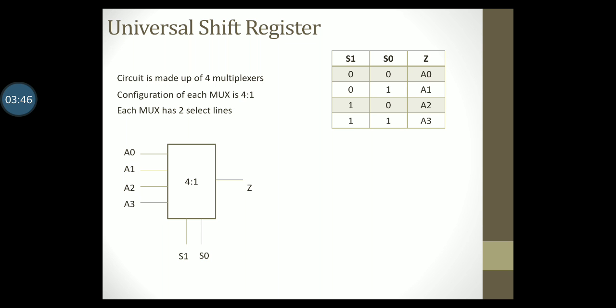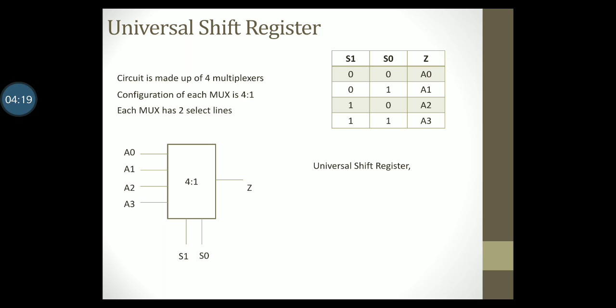When S1 and S0 is equal to 0, A0 input will appear at the output. When S1 is 0 and S0 is 1, A1 will appear at the output. When S1 is equal to 1 and S0 is equal to 0, then A2 will appear at the output. When S1 is equal to S0 is equal to 1, then A3 appears at the output.